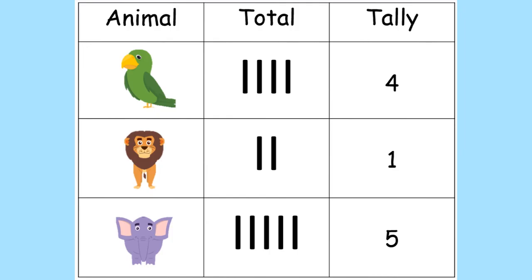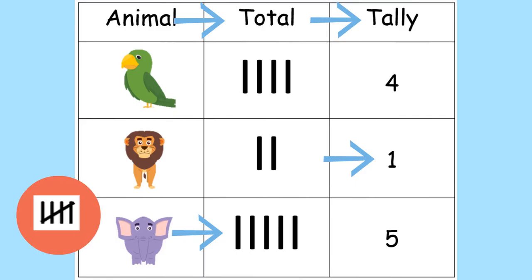There are 3 mistakes on this tally chart. Pause the video and see if you can find all 3 mistakes. Did you find them? Well, 1 mistake was up here at the top. They mixed up tally and total. Another mistake was when they counted the tallies for lions, they wrote in 1 instead of 2. And the final mistake is in the elephant answer. Instead of correctly writing the tally like this, they left the 5 lines separate. So that's all 3 of them.